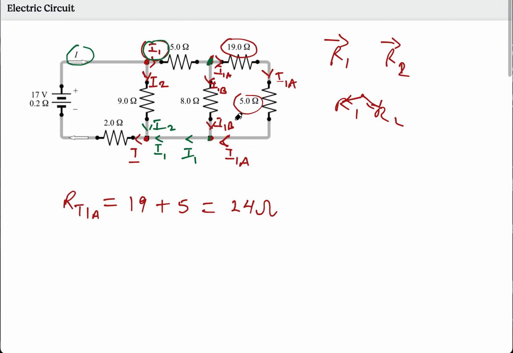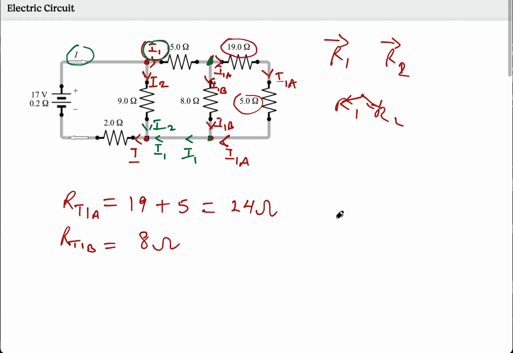Now, we realize that I1A and I1B, both of them are in parallel connection. So I know the total in I1A. What will be the total in I1B? There is only one resistor in the path of I1B. So that implies that the total will also be 8 ohms. Now that I have the two of them, I can find what the total resistance is.